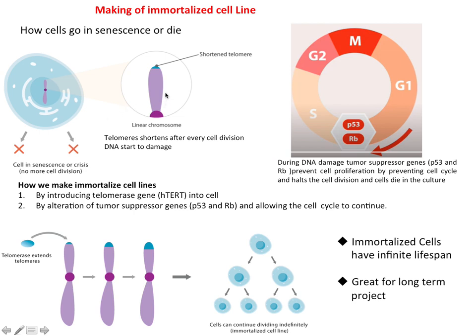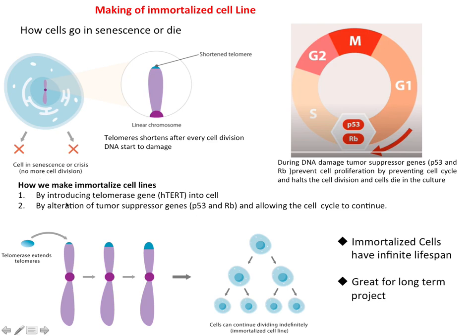Because the chromosomes of all the cells contain a telomeric region and the telomeres shorten after every cell division. Once the telomere starts shortening, the DNA starts to get damaged. And once DNA starts getting damaged, the tumor suppressive genes like P53 and RB prevent cell proliferation by halting the cell cycle and cell division. And finally, cells cannot be divided in culture infinitely.